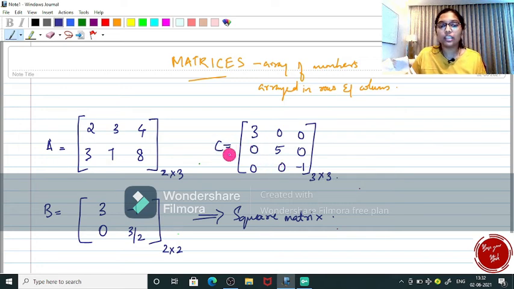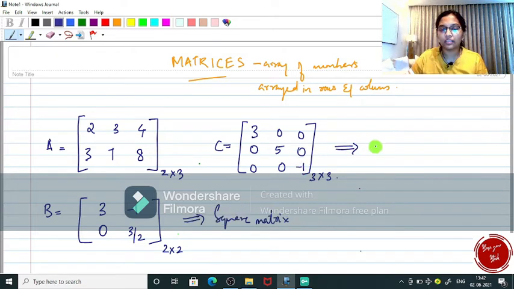And so here comes the matrix C, and you can see that here only the diagonal of the matrix is having non-zero values. The other values are equal to 0. So here the diagonal elements are the only non-zero values. So we call such matrix as diagonal matrix.